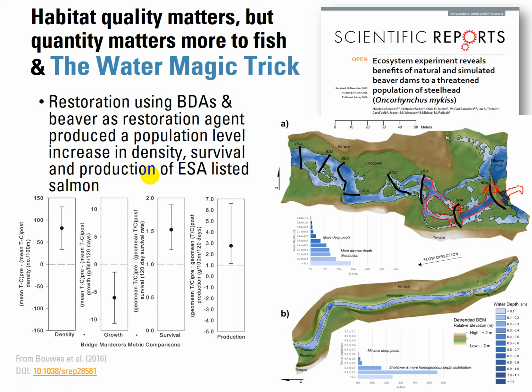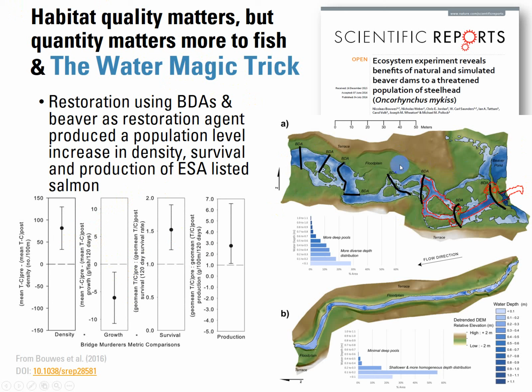And I spent most of my career trying to argue how much geomorphology matters to biota by saying habitat quality matters. And this is some work that you'll hear Nick Bouwes present tomorrow in science module 2 from Bridge Creek. The upshot is basically this water magic trick that I'm referring to: a bunch of structural forcing, in this case by beaver, led to a population level response in salmon.